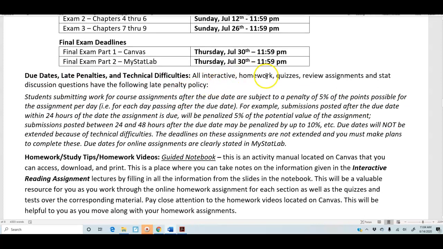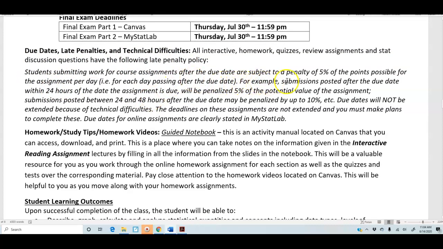All interactive homework, quizzes, review assignments, and Stat Talk discussion questions have the following late penalty policy. Students submitting work for course assignments after the due date are subject to a penalty of 5% of the points possible for the assignment per day, for each day passing after the due date. For example, submissions posted after the due date within 24 hours of the date the assignment is due will be penalized 5% of the potential value of the assignment. Submissions posted between 24 and 48 hours after the due date may be penalized by up to 10%, etc.